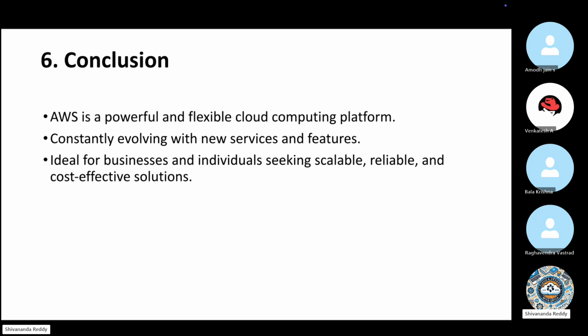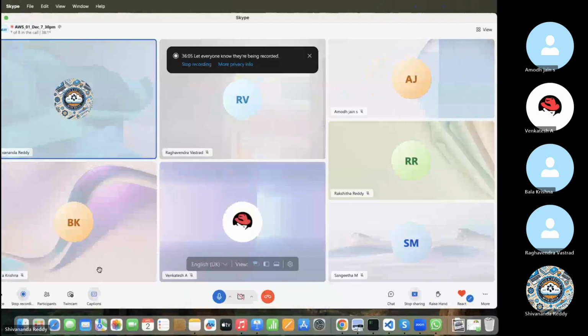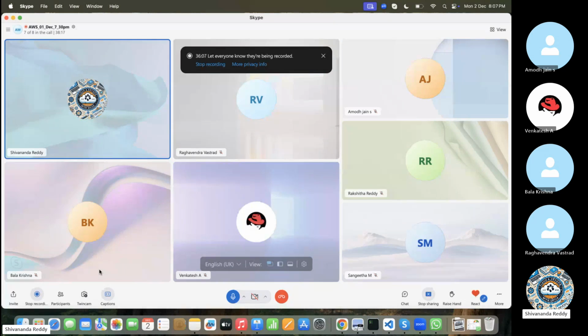AWS is a powerful and flexible cloud computing platform, constantly evolving with newer services and features. Ideal for businesses and individuals seeking scalable, reliable, and cost-effective solutions. That's the last. Now we'll open for questions. Any questions or confusions, feel free to ask.